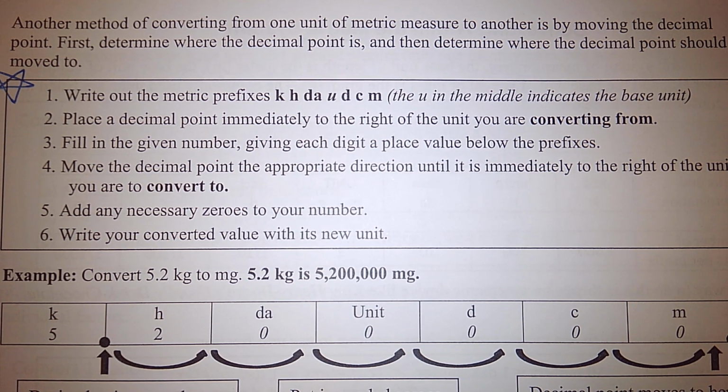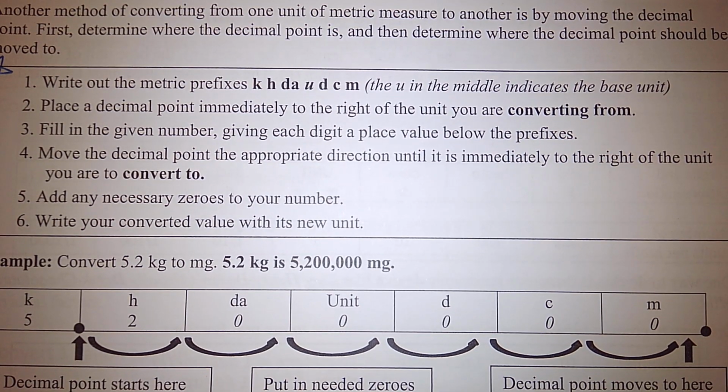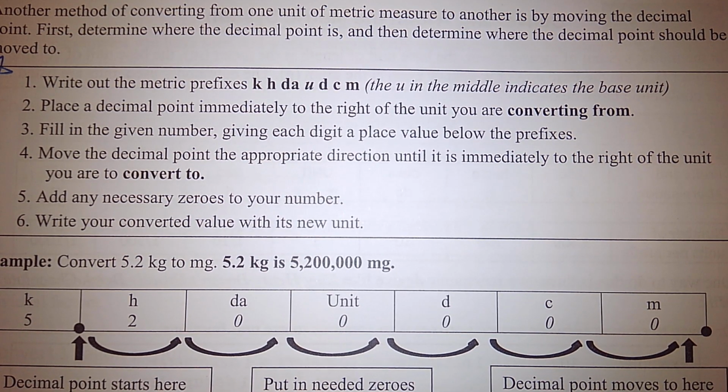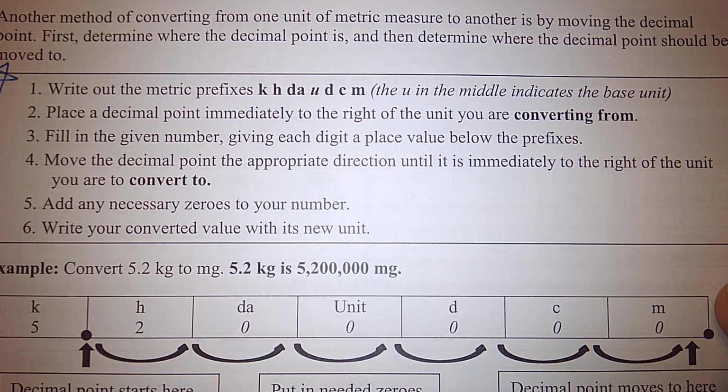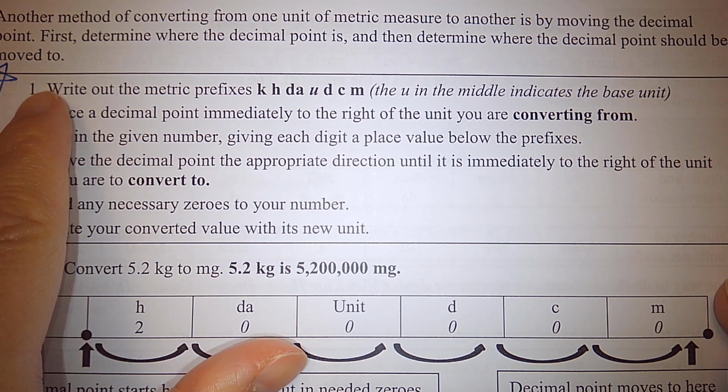Place your decimal point immediately to the right of the unit you are converting from. Fill in the given number, giving each digit a place value below the prefixes. Move the decimal point the appropriate direction until it is immediately to the right of the unit you are to convert to. Add any necessary zeros to the number, and write the converted value with the unit. Okay, thanks. So we will follow exactly these 6 steps to do the converting by moving the decimal point.